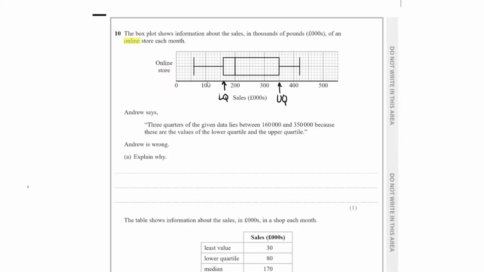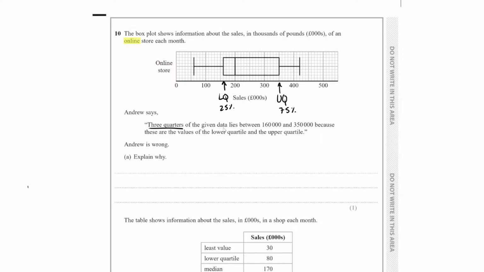Well, I'd say he has read it off correctly. That is the upper and the lower quartile, isn't it? That is correct, 160 and 350. However, the bit that's incorrect is the 3/4. Because we should know what the lower quartile and upper quartile represent. The lower quartile is 25% of the data. The upper quartile is 75% of the data.